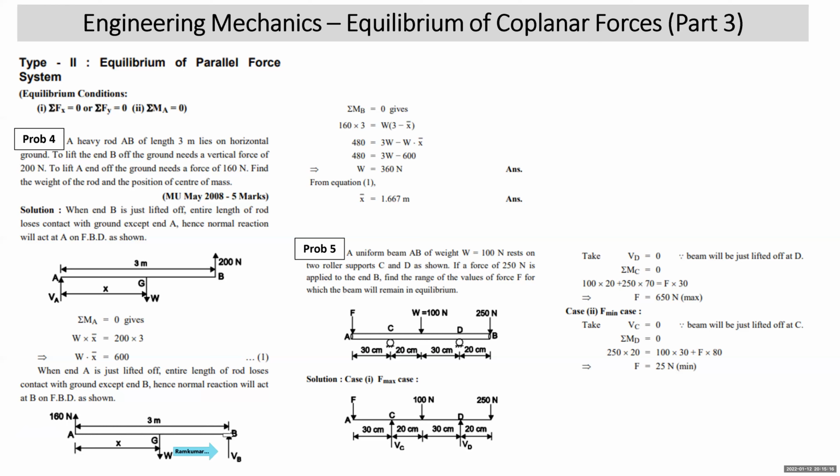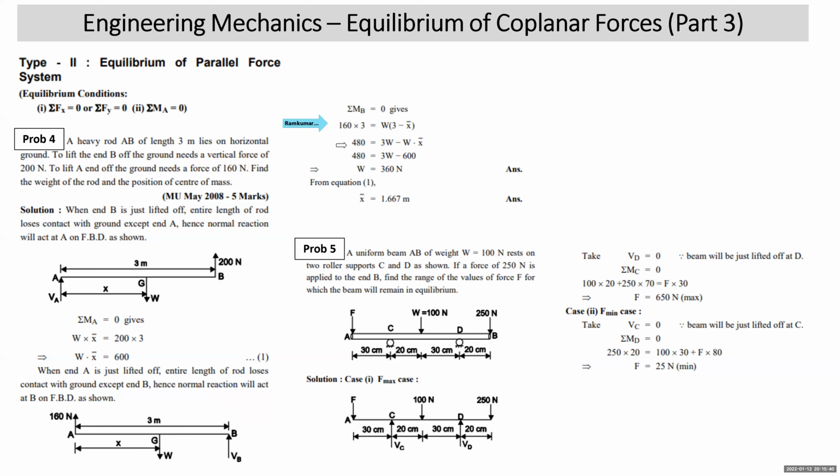Again, we'll take weight, 160 Newton is external force. Weight is acting vertically down at distance x bar. All right. And VB will be the normal reaction. Again, VB is not asked, he is asking W and x bar, so I take moment about B. When I take moment about B, you can see the VB will go off. 160 into 3 is clockwise, W into 3 minus x bar is anti-clockwise. This is what is written over there.